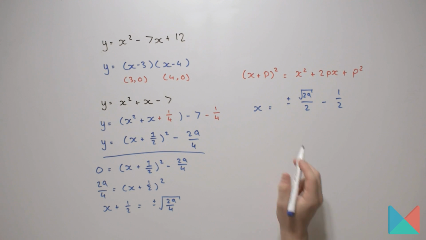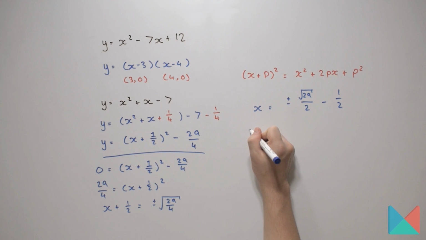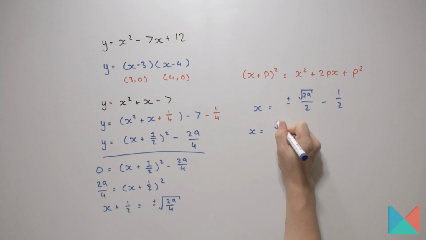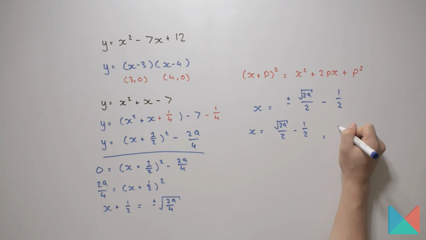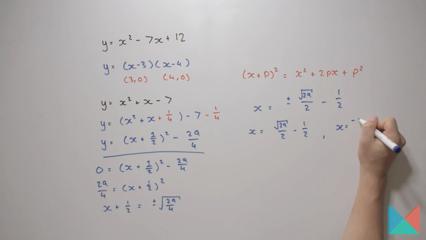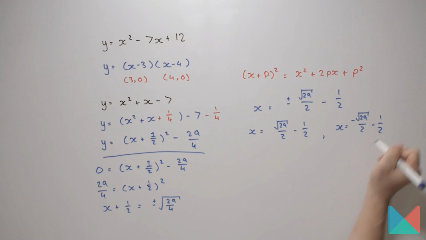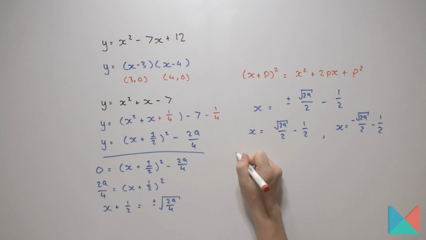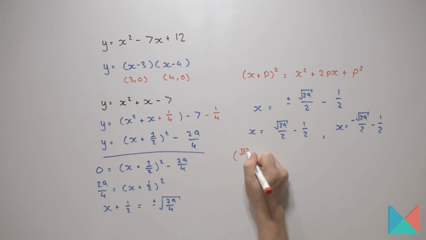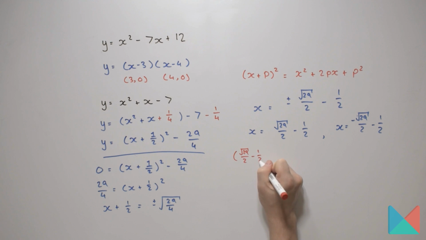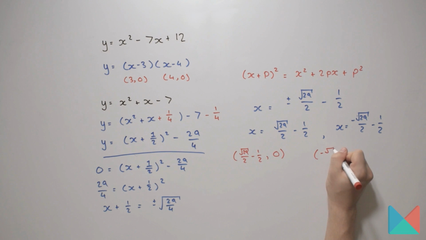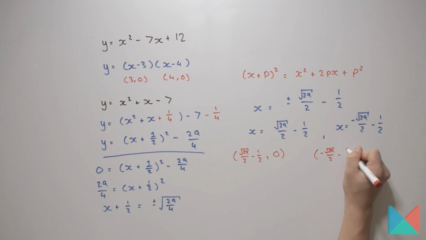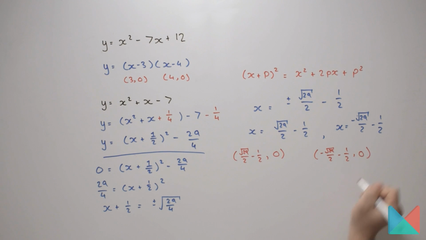And so our two x-intercept values are going to be: one at positive square root of 29 over 2, take a half, and another at negative square root of 29 over 2, minus a half. And so rewriting our coordinates, we will have one x-intercept at (root 29 over 2, take a half, comma 0), and another one at (negative square root of 29 over 2, take a half, comma 0).